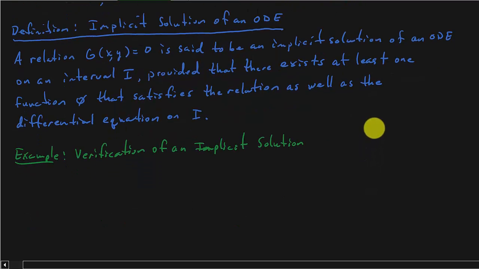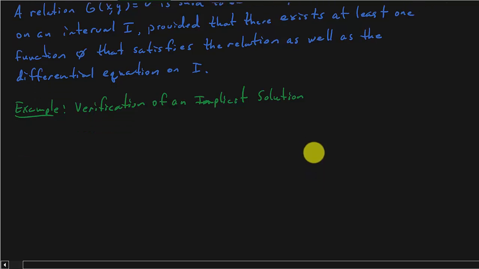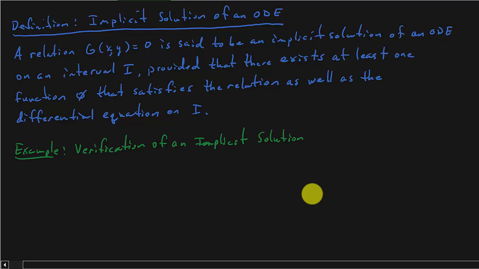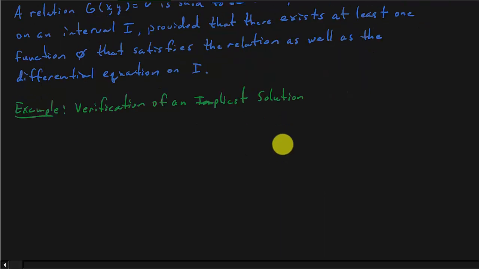All right, so we have the definition, implicit solution of an ordinary differential equation. A relation g of x, y equals 0 is said to be an implicit solution of an ODE on an interval I, provided that there exists at least one function phi that satisfies the relation as well as the differential equation on I. All right, so that's an implicit solution.